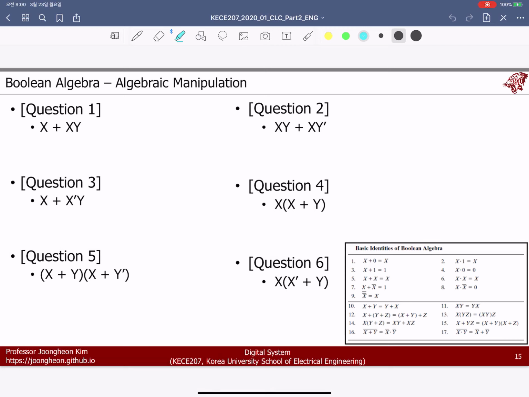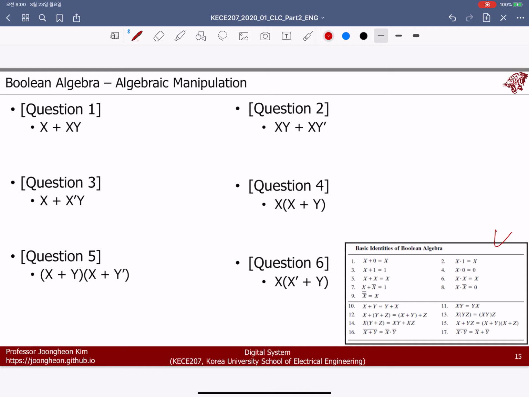This is an example for our previous class. So in our previous class, we studied the basic identities of Boolean algebra. I summarized all the equations here, so we're going to use them in order to solve these given questions. These questions are very well-known examples for Boolean algebra.